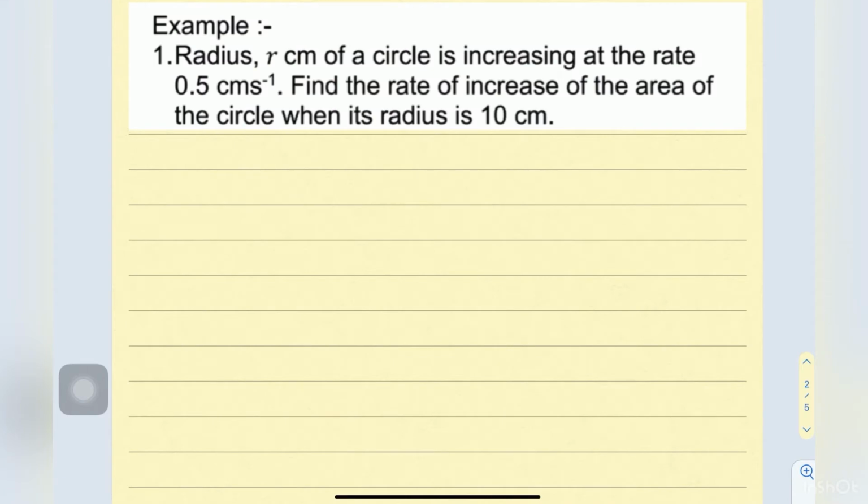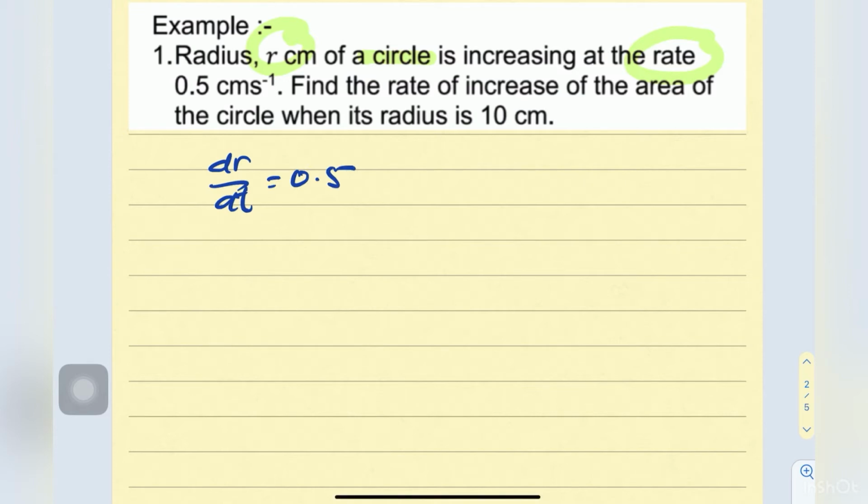Now we are going to do an example. Given radius r centimeter of a circle is increasing at the rate of 0.5 centimeter per second. The clue is circle, and we have a rate. Just now I told you the rate is actually over dt. So the rate of radius is dr/dt equals 0.5.